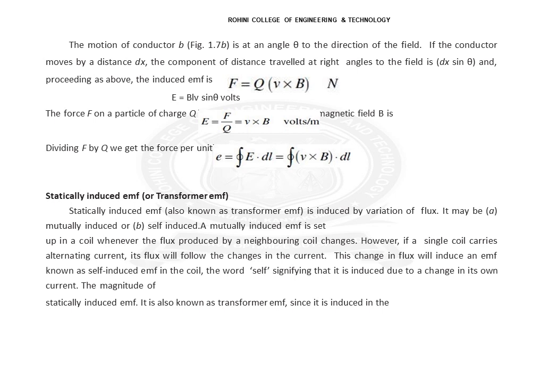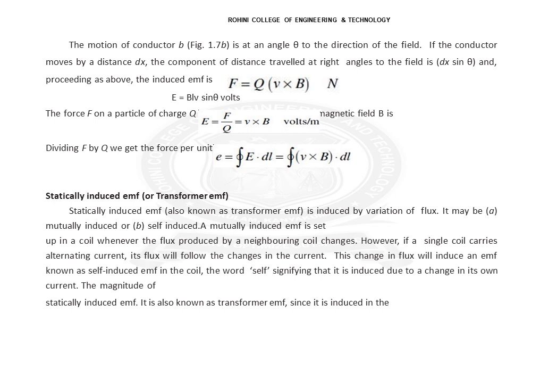The force F on a particle of charge Q moving with velocity v in the magnetic field B is F equal to Q into v into B. Dividing F by Q, we get the force per unit charge. So E equal to F by Q equal to v into B. So the EMF is the closed integral of E into dl equal to the closed integral of v into B into dl.